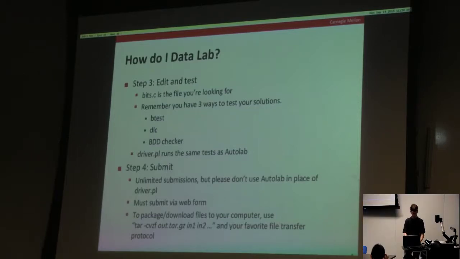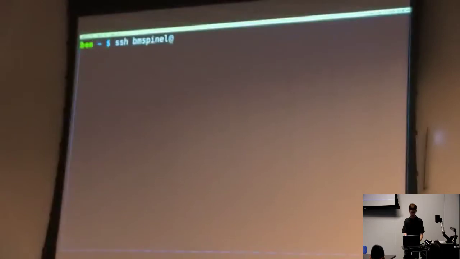So let's go on to the Shark machines and try these out. On the Shark machine, you type ssh, your Andrew ID, and then shark.ics.cs.cmu.edu. Is that big enough for everyone to see? The password will be the same as your Andrew password.